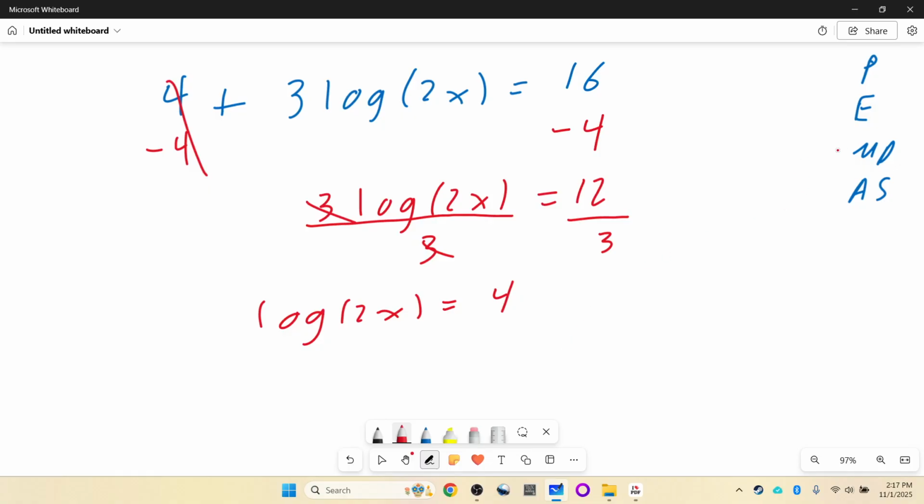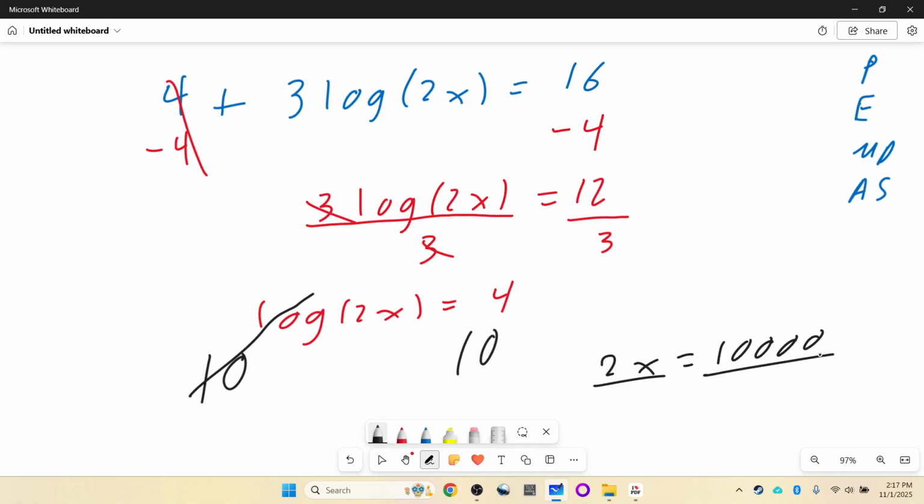Now, do we have any exponents? Well, yes, a log counts as an exponent. It's the same type of creature. So we undo it. The base is implied 10, so put a big 10 under here. And so we get 2x equals 10,000. And divide by 2, x is 5,000.